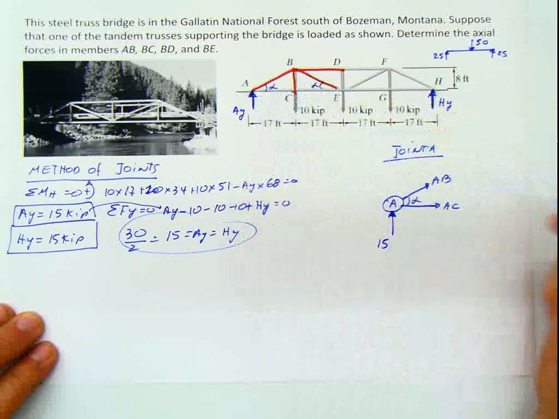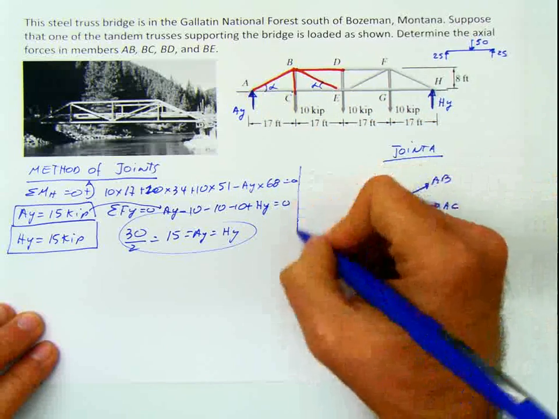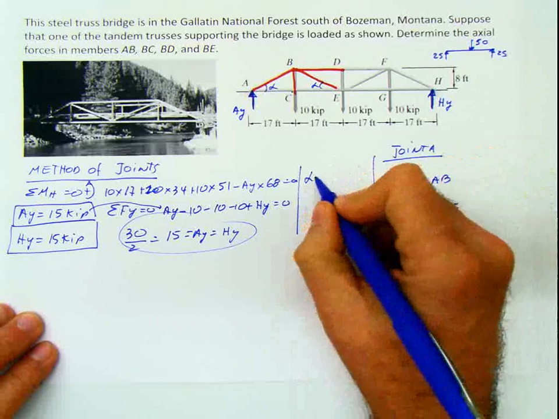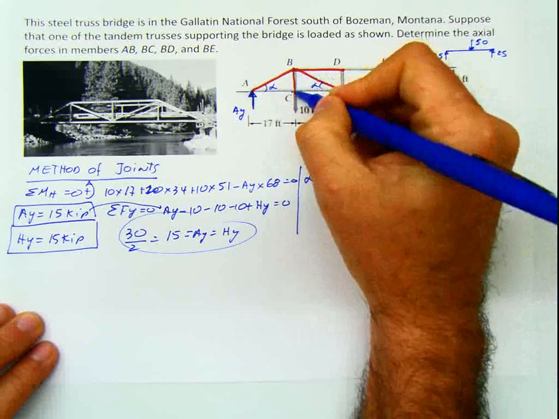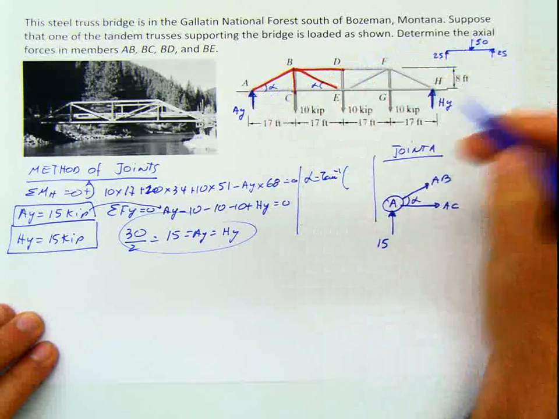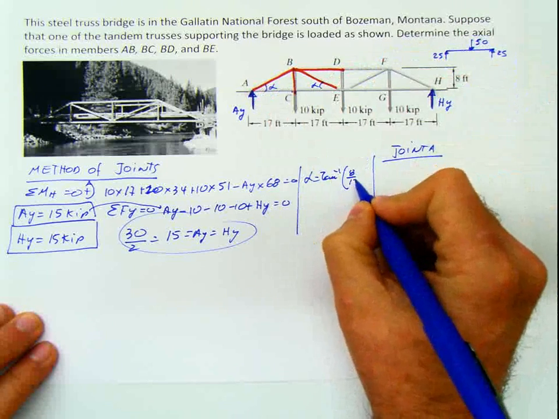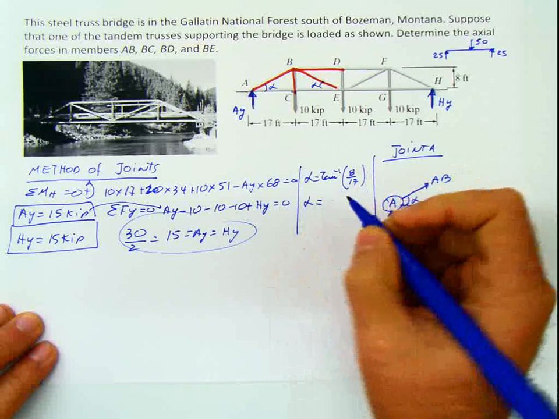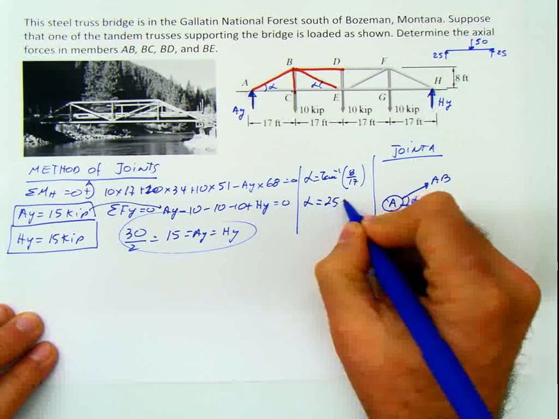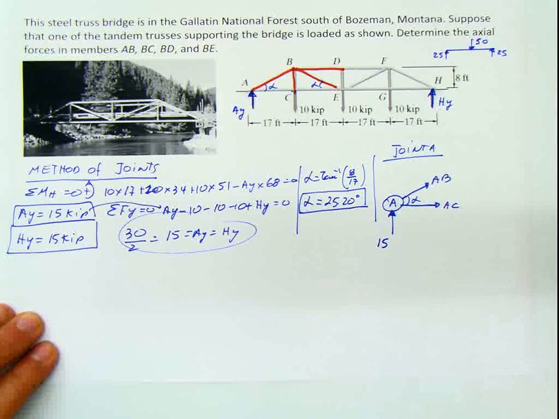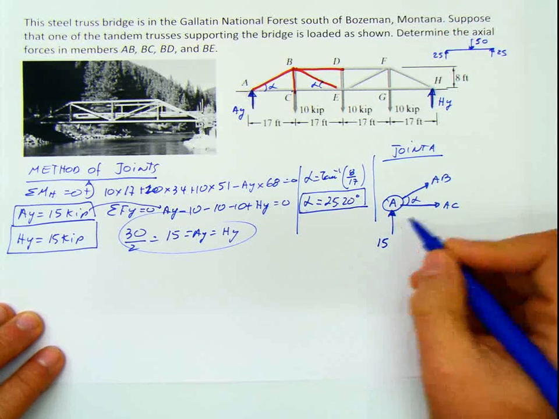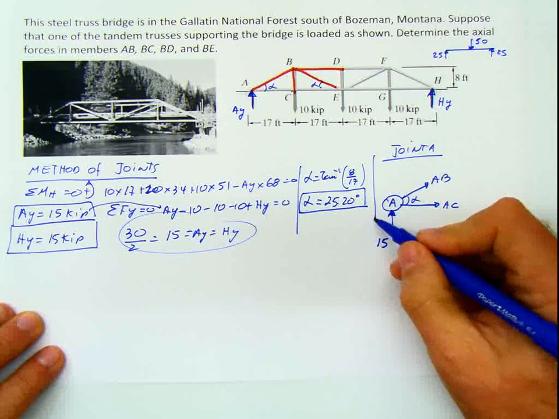So alpha, if you want to calculate alpha, is going to be the inverse tangent of this distance divided by this distance, and this distance is 8 divided by 17, and alpha is going to be equal to 25.20 degrees. So now I have alpha.